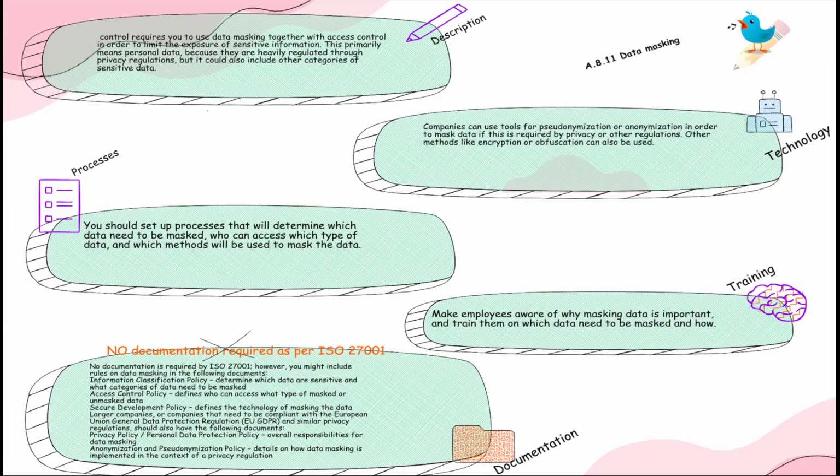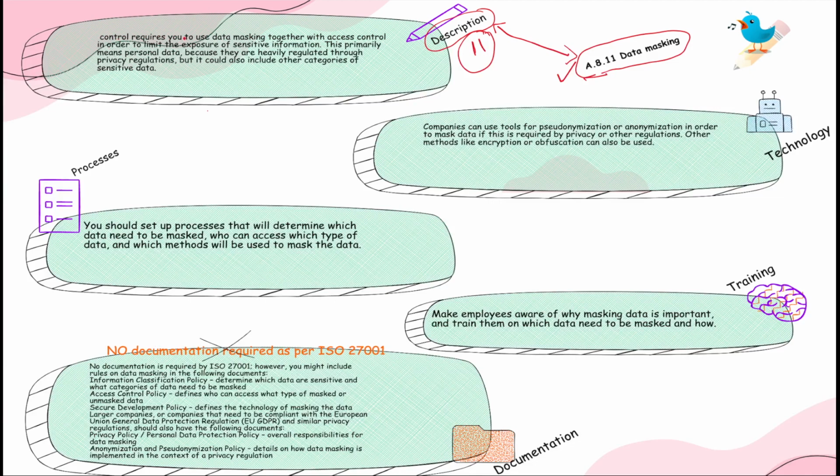In continuation of this video series about the ISO 27001:2022 changes, we are covering the 11 new controls which have been introduced in this standard, and some of the controls we have already covered. You can refer to my previous YouTube videos. Today we are going to talk about A 8.11 data masking. So let's first understand what this control is all about.